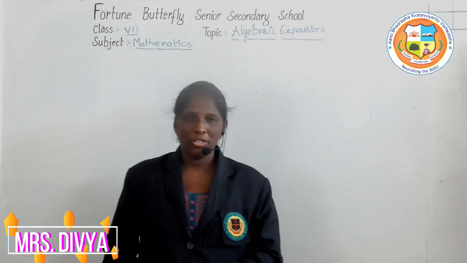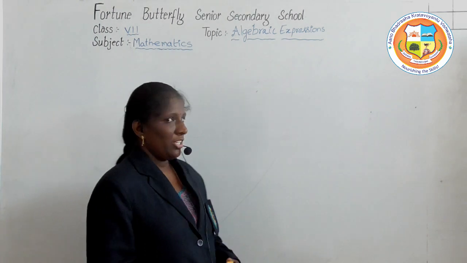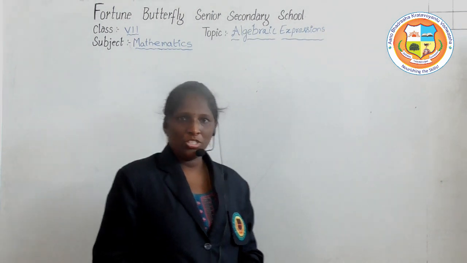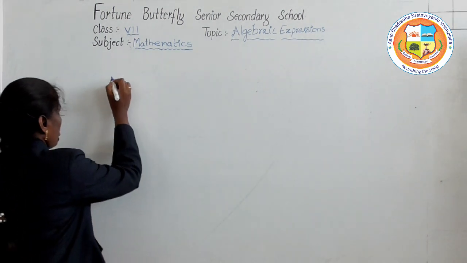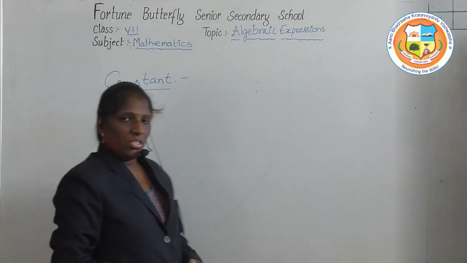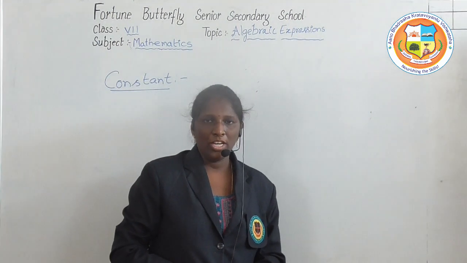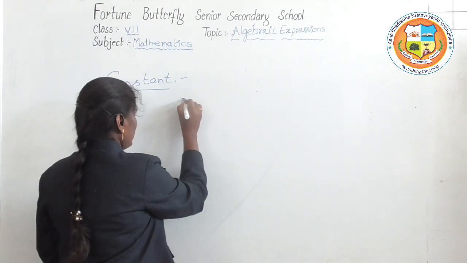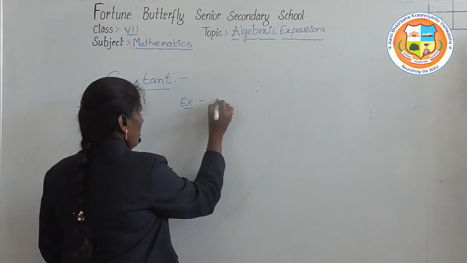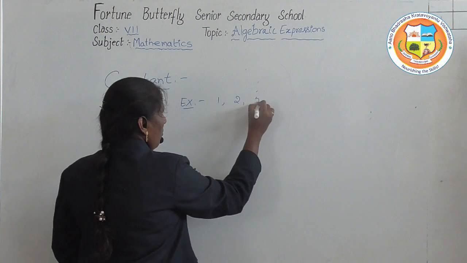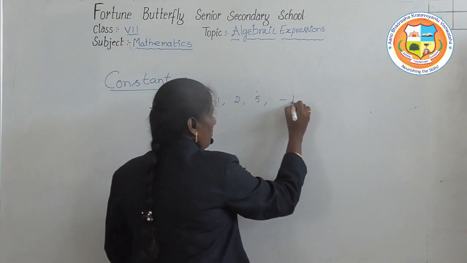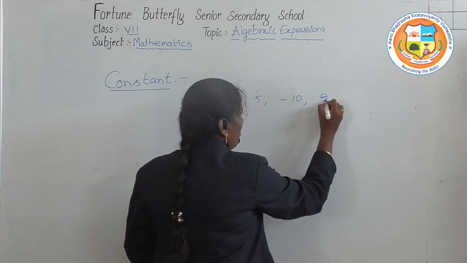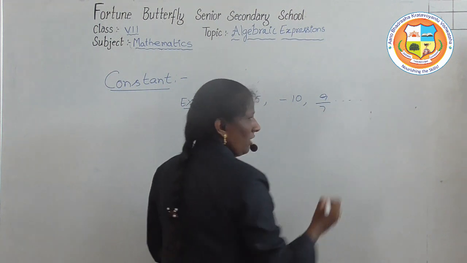Today I am going to explain algebraic expressions. Before algebraic expressions, first, what is a constant? The symbol which has a fixed value is called a constant. For example, 1, 2, 5, minus 10, 9/7. These all are constants.